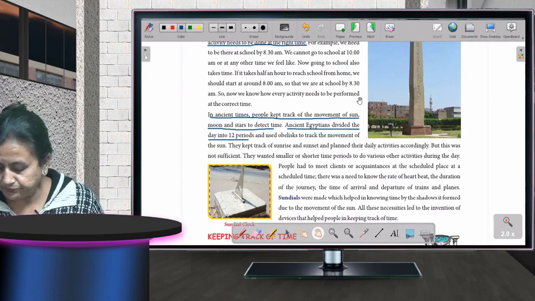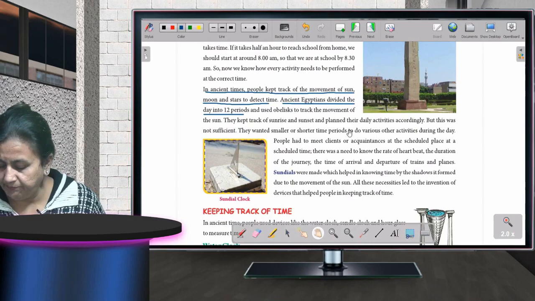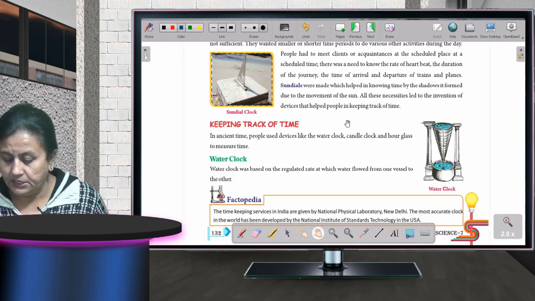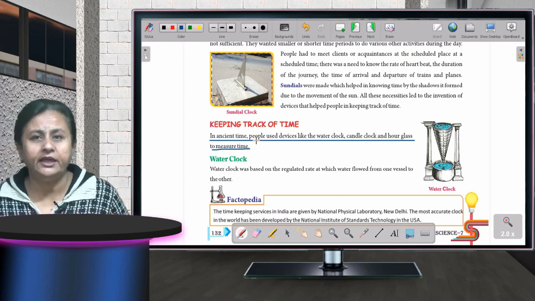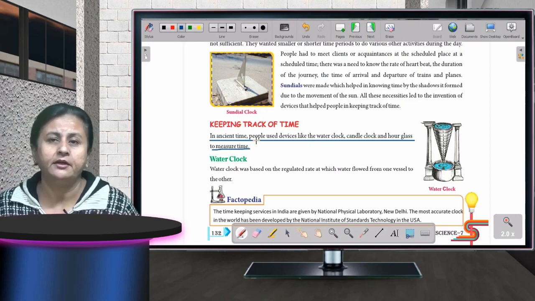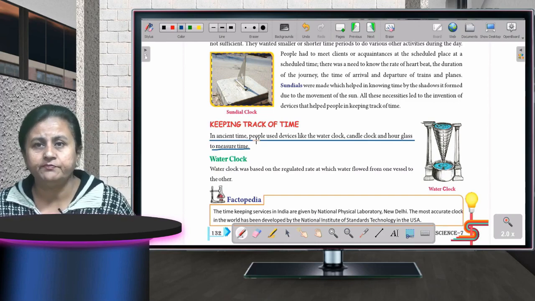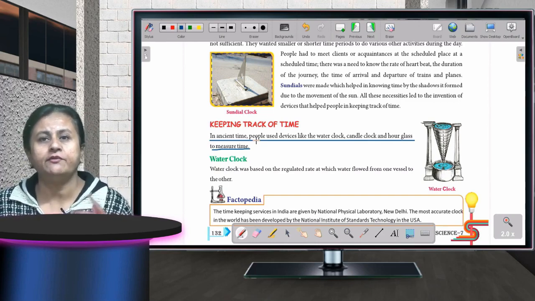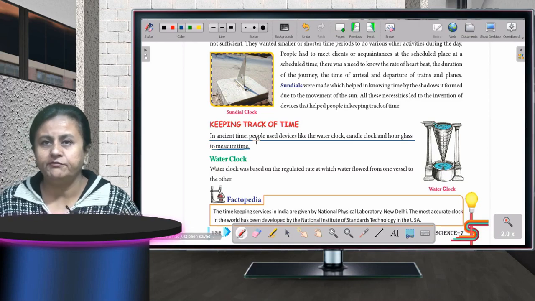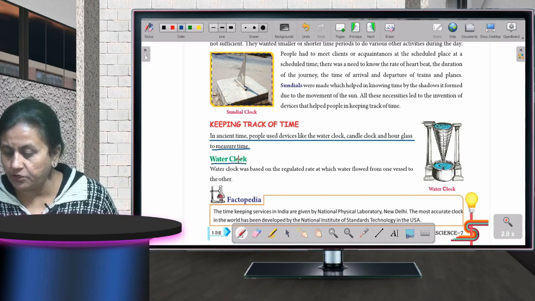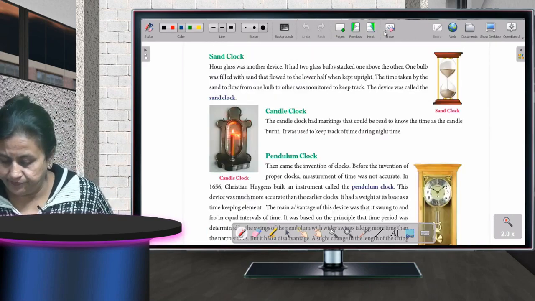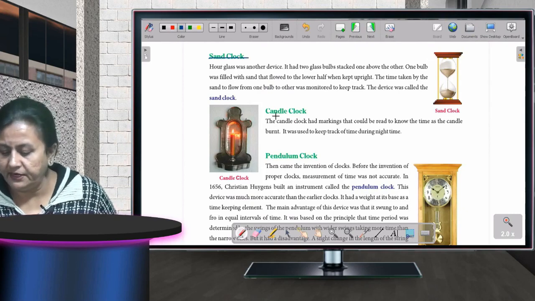First is, how can we keep the track of time? You can see on your screens also. In ancient times, people used devices like water clock, candle clock and hour clock to measure time. Okay, in ancient times, long back. But now things have changed. We have watches, wristwatches, clocks, smart watches. We are keeping the track of time with those instruments. Earlier it was done with a water clock, then sand clock was there, then candle clock was there, and then the pendulum clock.